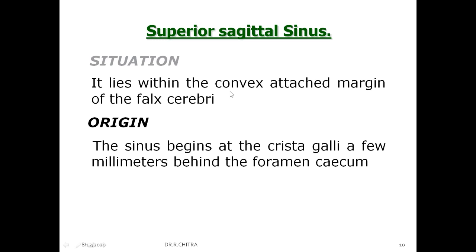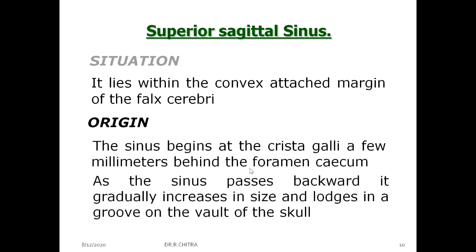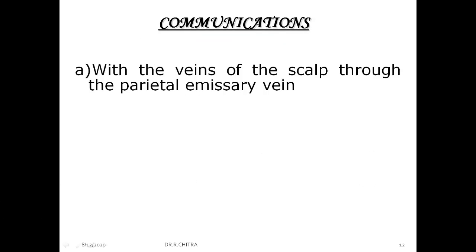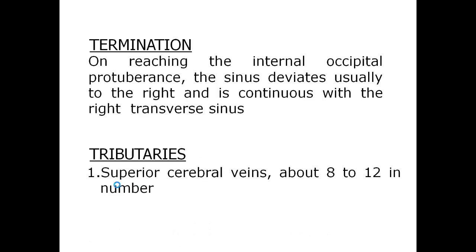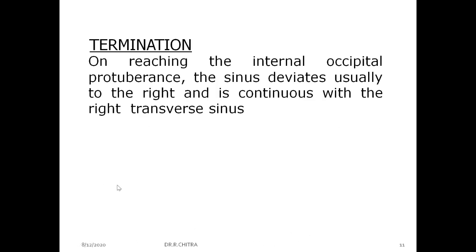It lies within the convex attached margin of the falx cerebri. The sinus begins at the crista galli, a few millimeters behind the foramen cecum. When it passes backward, it gradually increases in size because it receives the tributaries. It lodges in the sagittal sulcus on the vault of the skull. Termination: on reaching the internal occipital protuberance, the sinus deviates to the right and is continuous with the right transverse sinus.